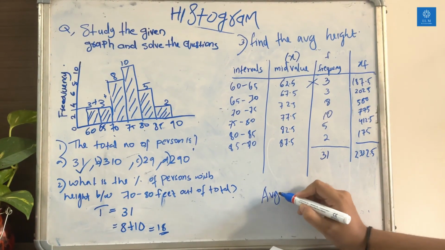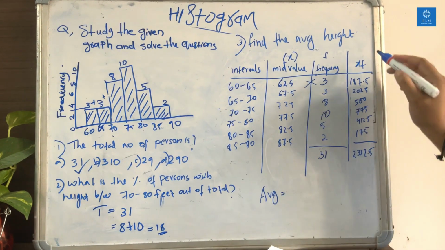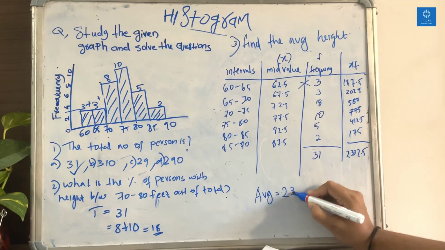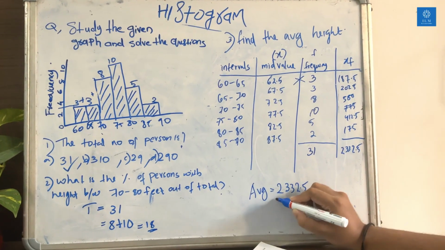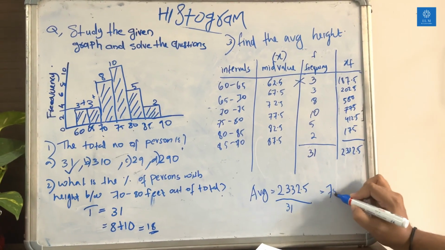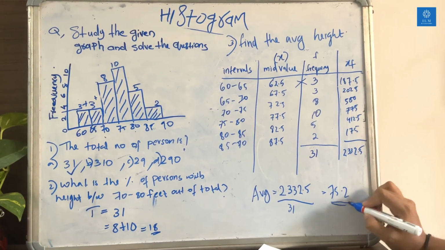Now we have to find the average height. Average height is equal to the sum of observations by number of observations, right? So that will be 2332.5 by the number, which is 31. That is going to be 75.2. This is the value.